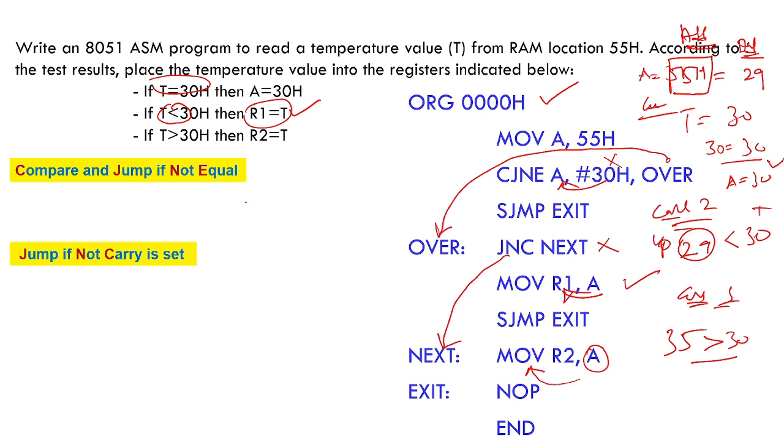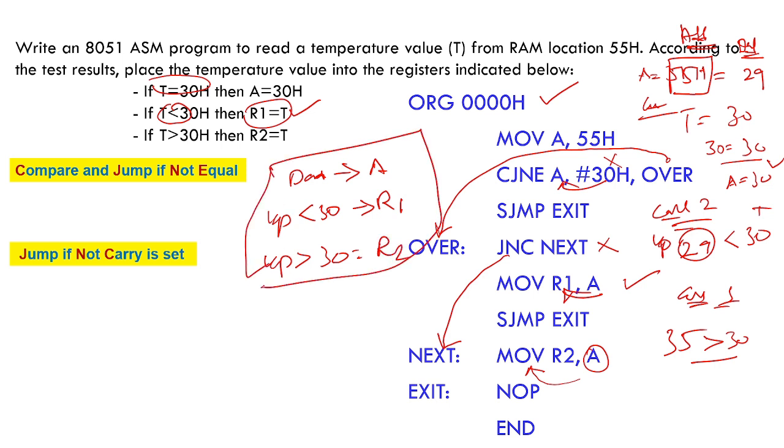See, here the logic is very simple: compare and jump if not equal. If it is equal, I need to send your data. If the temperature input is equal to your reference value, I need to send your data to the accumulator. If input is less than your reference value, I need to send to the R1 register. If your input is greater than your reference value, I need to send to the R2 register. So this is the logic we have done in this program.